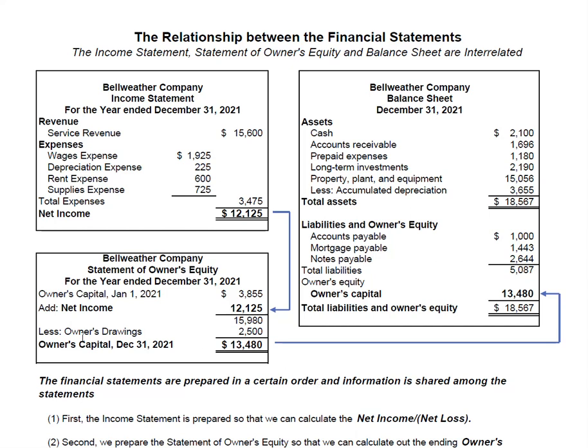Okay, so next we have less. These are all the reductions to the owner's equity account. There are two amounts that can reduce owner's equity. They are the owner's drawings, right? When the owner takes money out of the business, that's going to reduce the owner's equity, and a net loss.